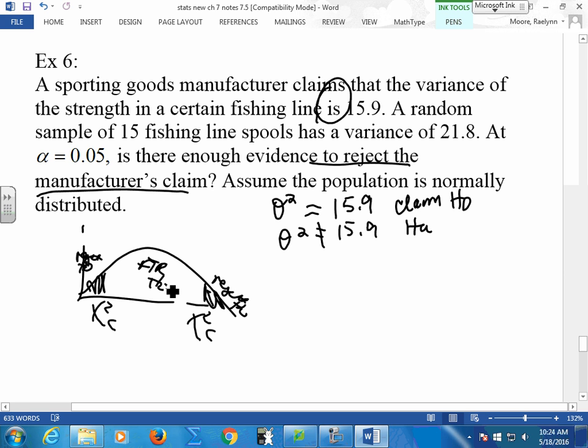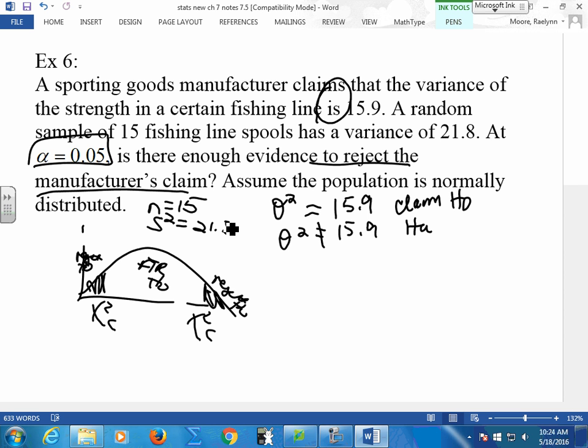Makes a difference. How do I find the critical values for this guy? My level of significance is 0.05. I'm using a sample, and I've got a sample of 15 and a sample variance of 21.8. How am I going to find my cutoff values? Table, divide by 2. So this is going to come out to be 0.025, and what's its other part? If I subtract it from 1, I need two values, 0.975. Good. 0.975. So find me those two values.